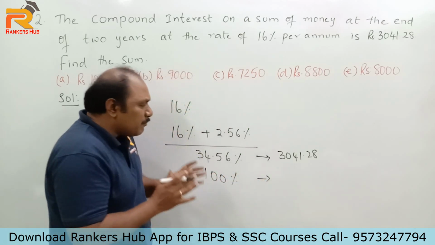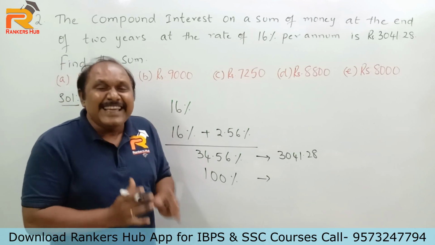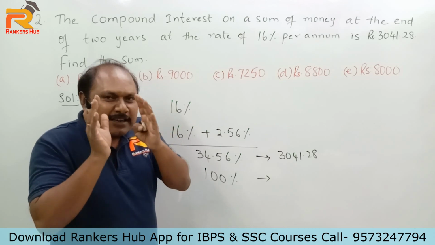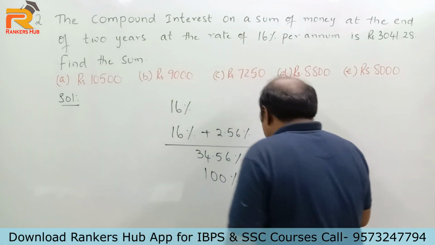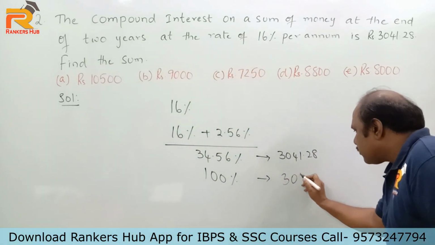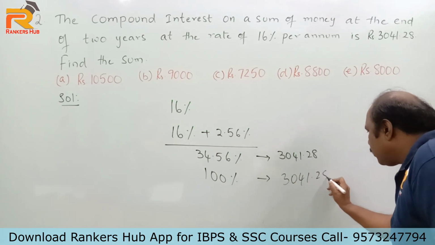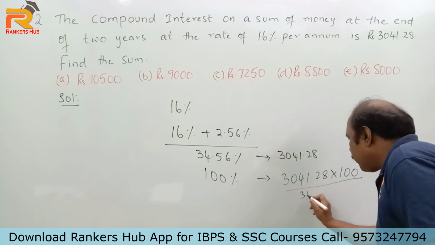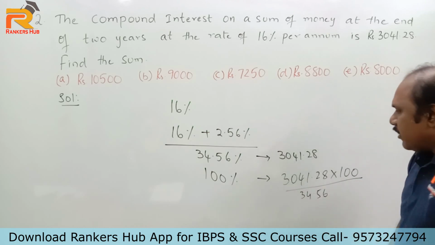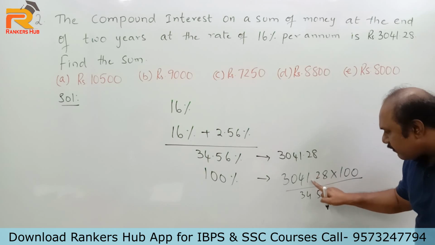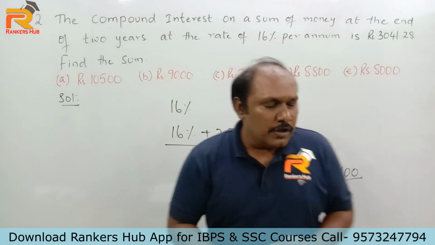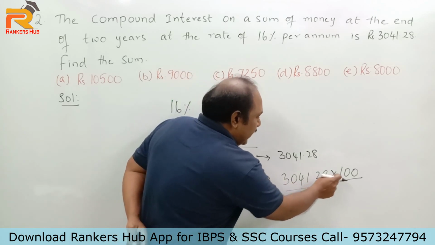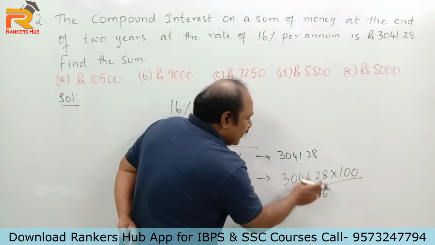Now, many of you may be worried about how to do this lengthy calculation. It's very simple. Go for approximation. You will get the answer very easily. Now, the calculation should be like this: 3041.28 into 100 by 34.56. Here I can remove the decimal from both these numbers. So, if you look carefully, it is 304128 into 100 by 3456.